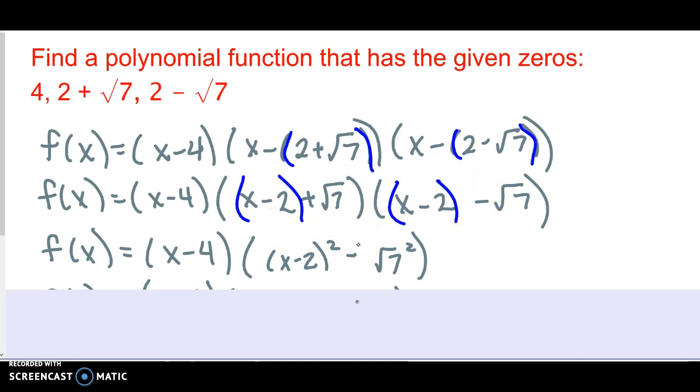Okay, so now that I've done the hard part for you, what I'd like you to do is actually multiply this out, combine like terms, multiply by the x minus 4, and see what our final polynomial function would be. So go ahead and put me on pause.